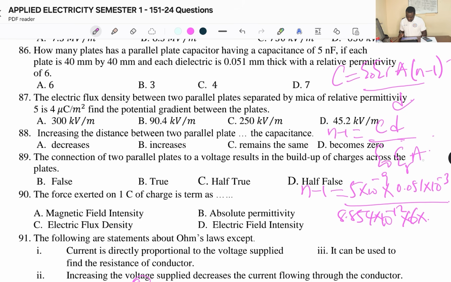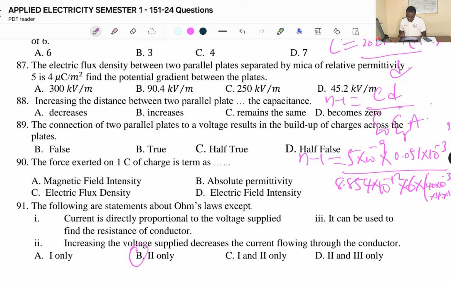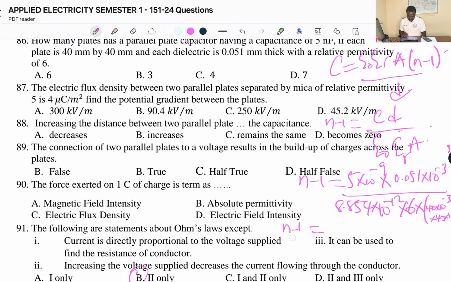Here, the area, right? The area here, they are the same, right? So here, area will be what? 40 millimeters by 40 millimeters. That's just 40 times 10 to the power minus 3 times another 40 times 10 to the power minus 3. So we have all this here, and we have this, right? So if you solve all this, what should we get?